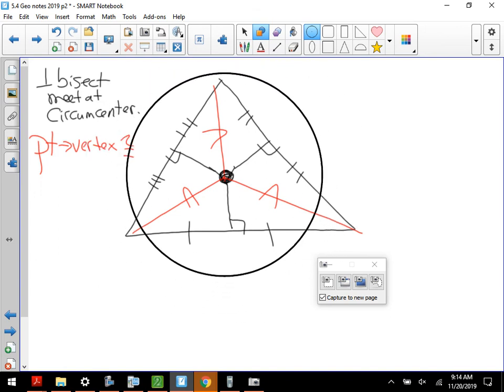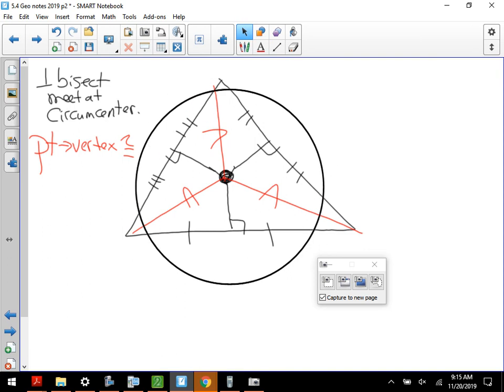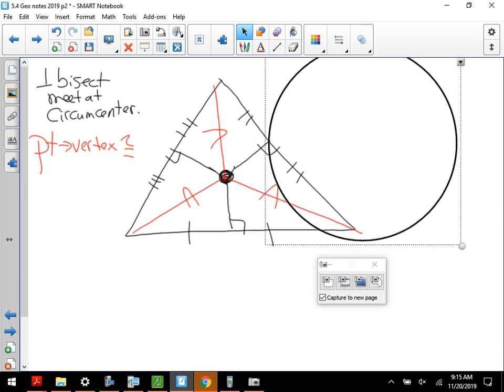Wow, I was really badly drawn from my part. Not even remotely close to being in the right spot. But yeah.